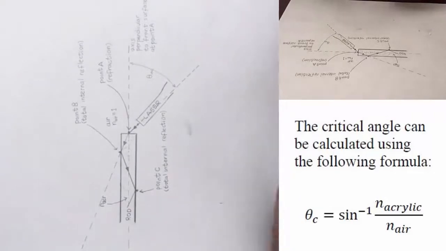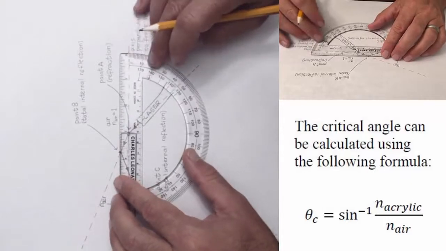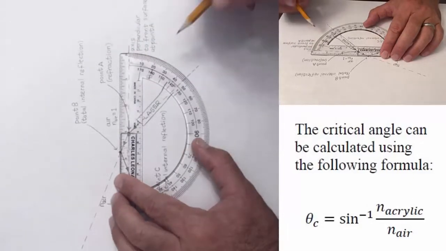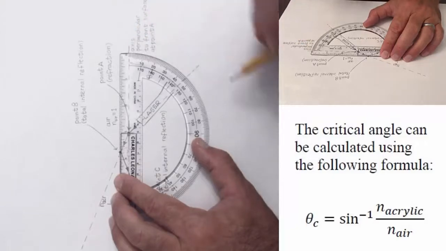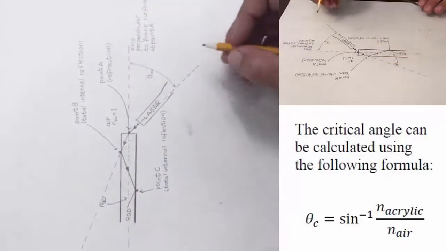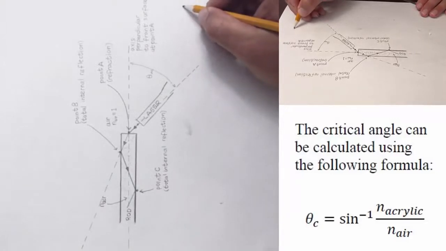So we are going to use the protractor to do that. The angle that we are measuring is 10, 20, 30, 40, about 44 degrees. So our incident angle is going to be equal to 44 degrees.